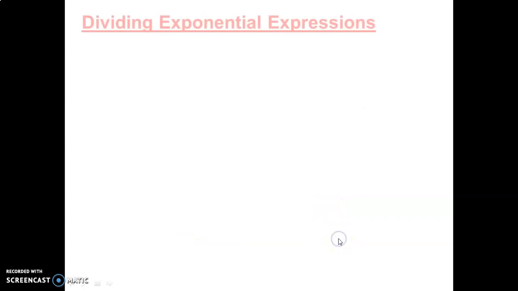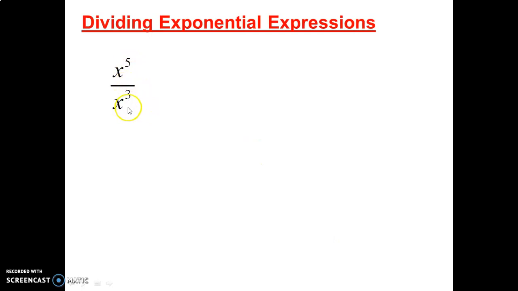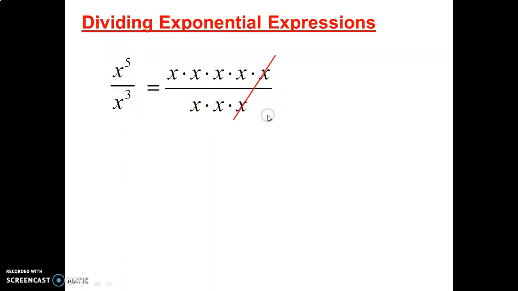Okay, let's look at another thing. We have dividing exponential expressions. Let's say we begin with this one. We have x multiplied by itself 5 times on top and 3 times on the bottom. So here's the expanded form. Then we can cancel common terms on the top and bottom, or the numerator and denominator. Cancel those three, we're left with 2 x's. That means we're left with x times x, which is x squared.